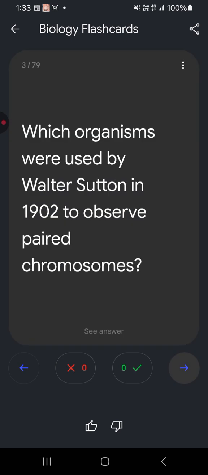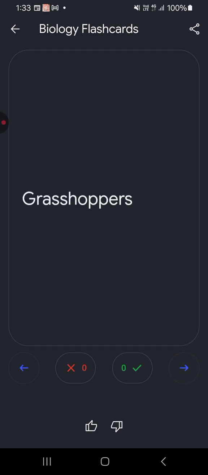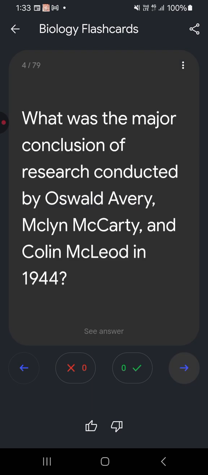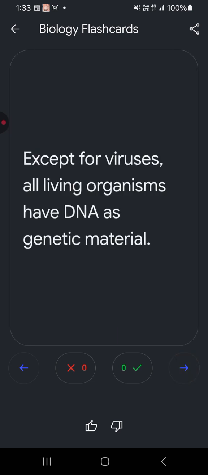Which organism was used by Walter Sutton in 1902 to observe paired chromosomes? The answer is grasshoppers. What was the major conclusion of research conducted by Oswald Avery, Maclean McCarty, and Colin MacLeod in 1944? They concluded that except for viruses, all living organisms have DNA as genetic material.